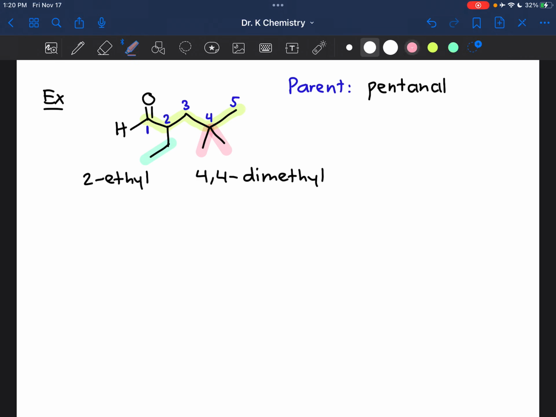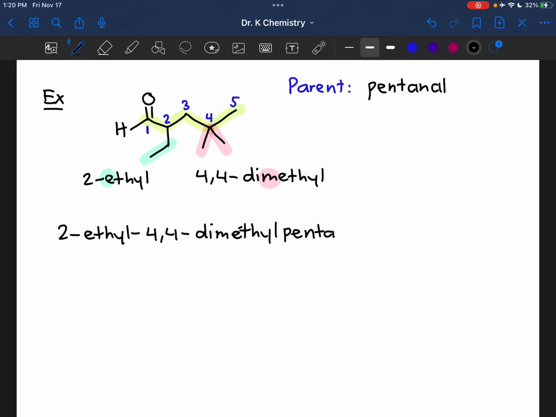Keep in mind that the prefix di is not used when alphabetizing, so we're actually alphabetizing by M, and for ethyl it's easy, it's just one letter, so we'll alphabetize by E there. And then we put all of that together, and that becomes 2-ethyl-4,4-dimethylpentanal.